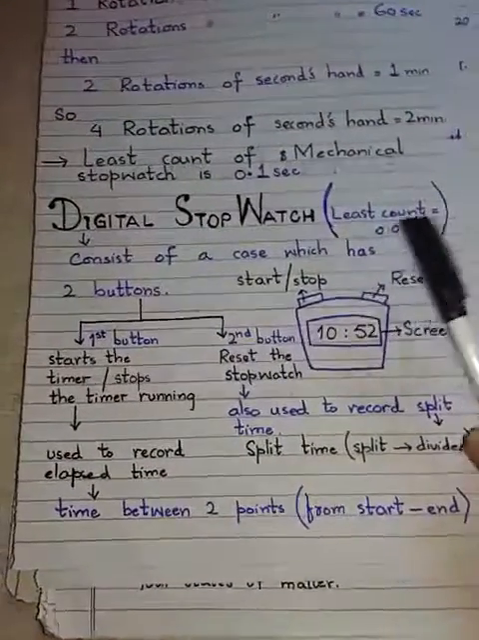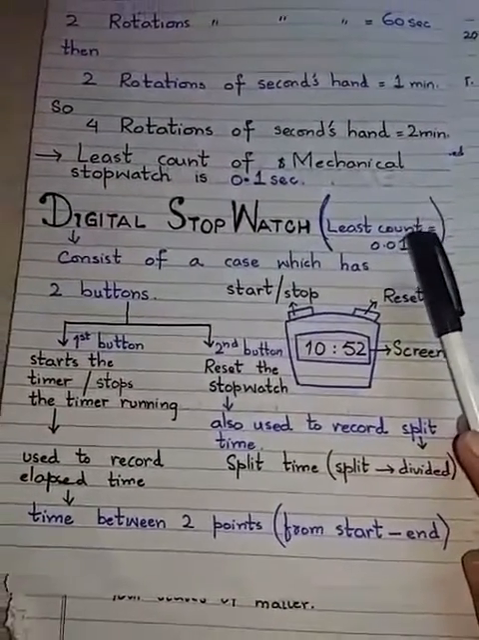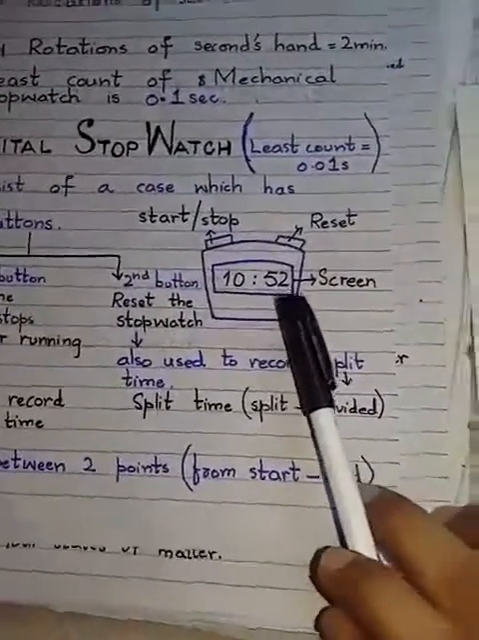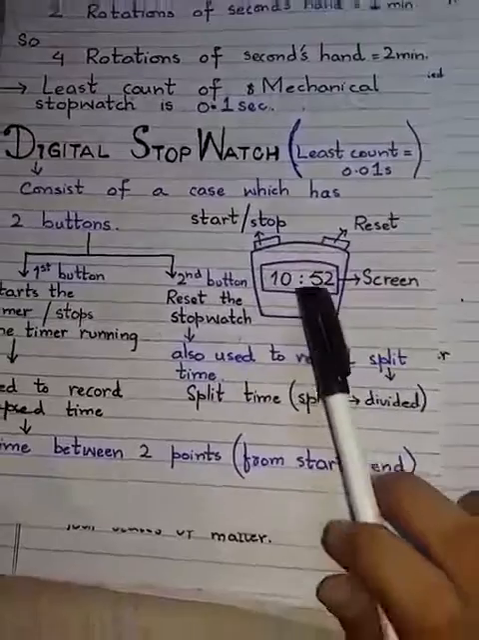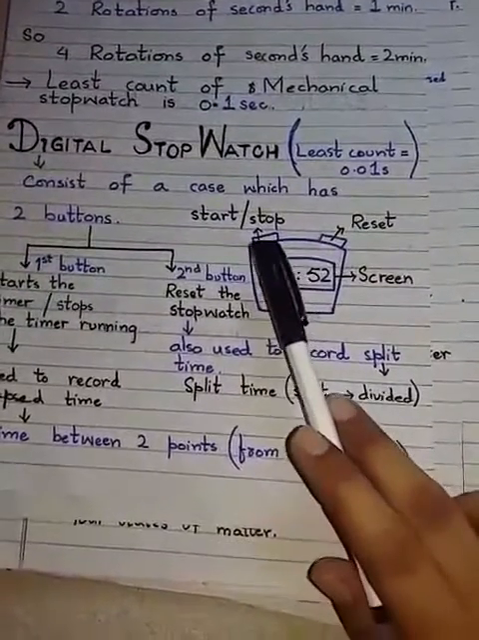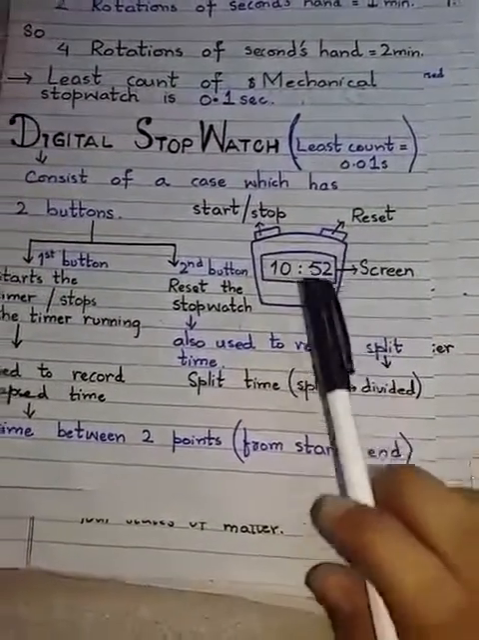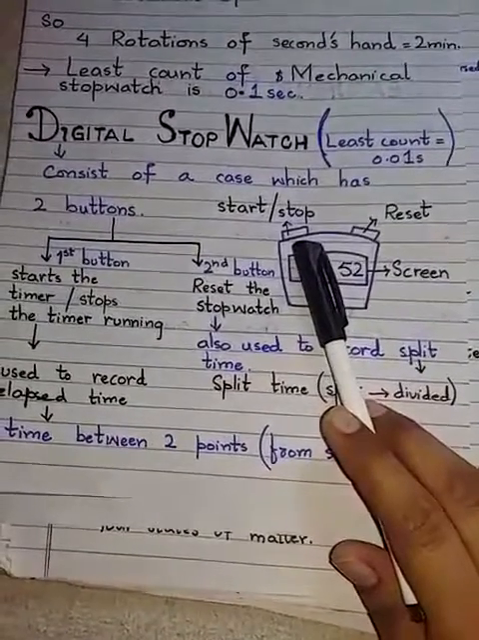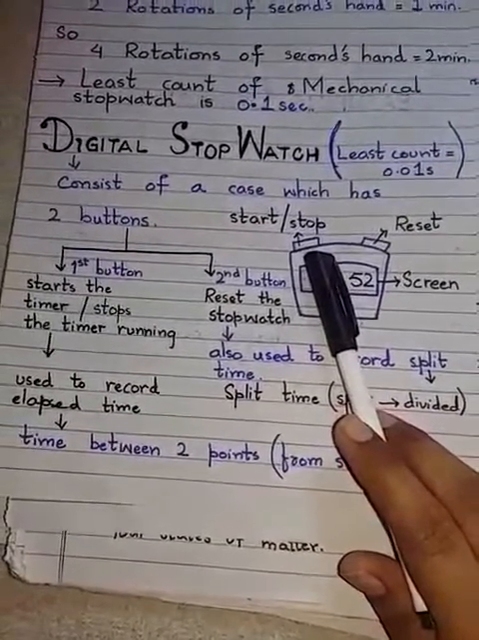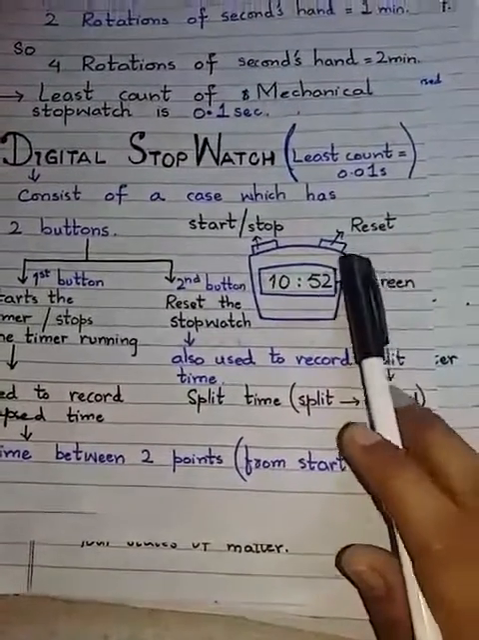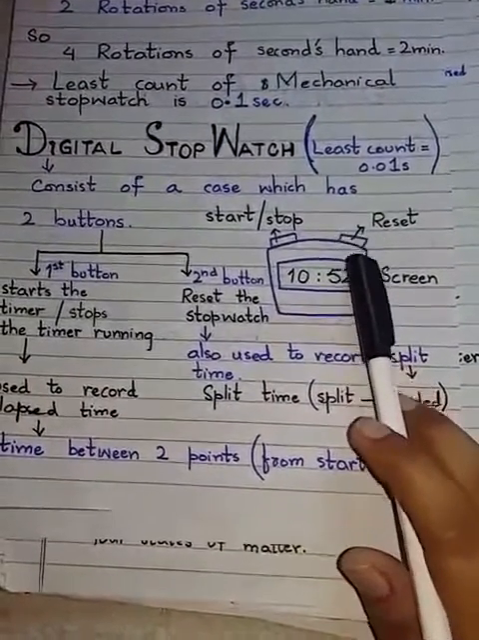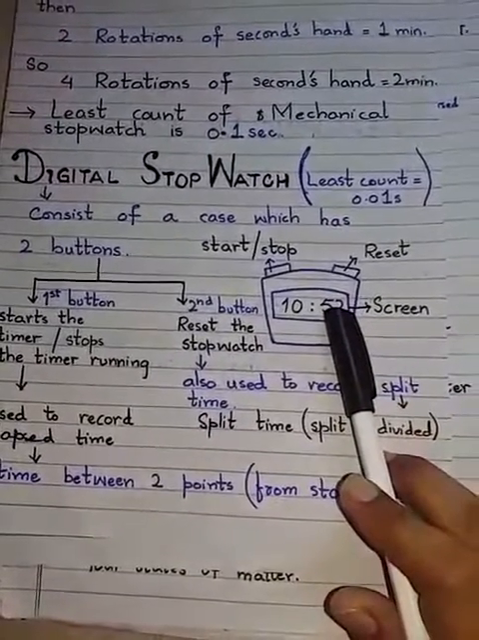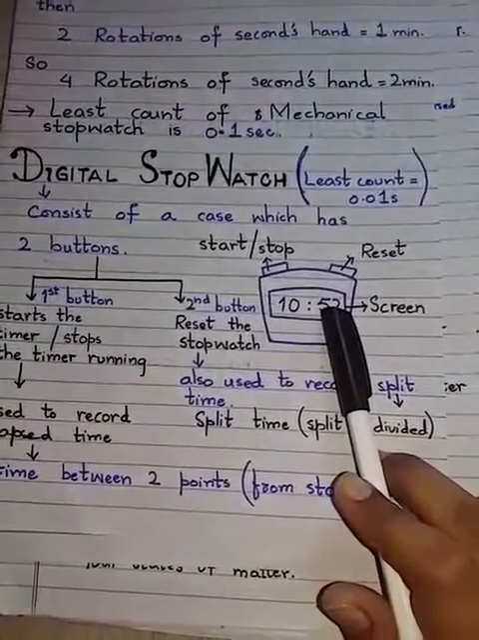Girls, the digital stopwatch consists of a case which has two buttons. As you can see, this is the digital stopwatch. One button is used to start the timer and stop the running timer, and the second button is used to reset the stopwatch.